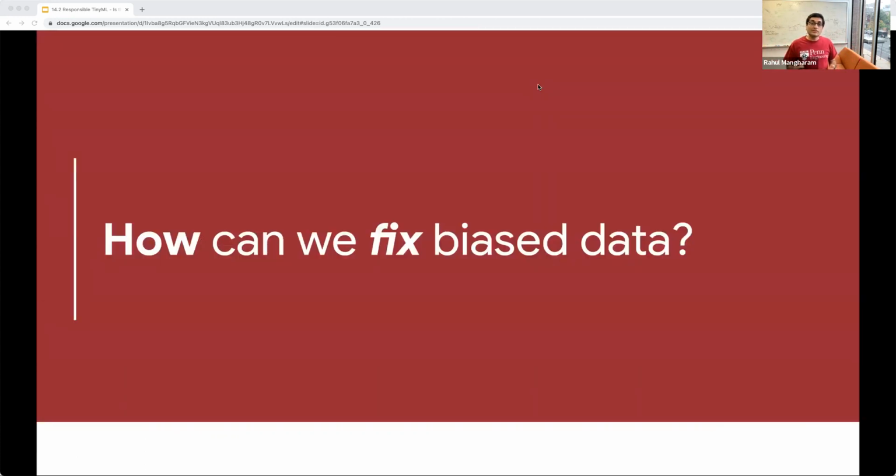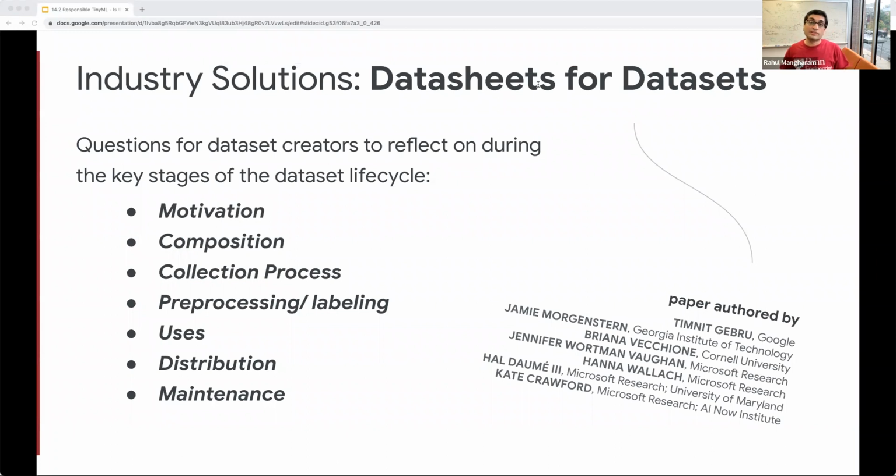So let's understand, how can we fix biased data? One industry solution called Datasheets for Datasets was published in a paper by researchers from Google and Microsoft, as well as academics. They offer a list of questions for dataset creators to reflect on during the key stages of the dataset lifecycle. For example, what's the motivation of creating this dataset? What's the composition and what is the collection process? And what kind of pre-processing was used? And then how are these labels actually assigned? And then in terms of how the data set is used, how it's distributed, and how it's maintained over its life cycle.